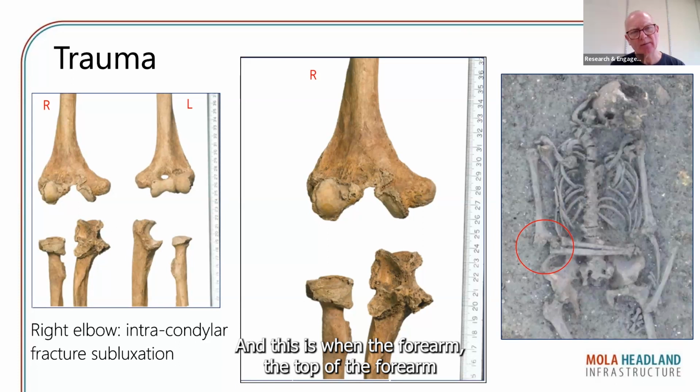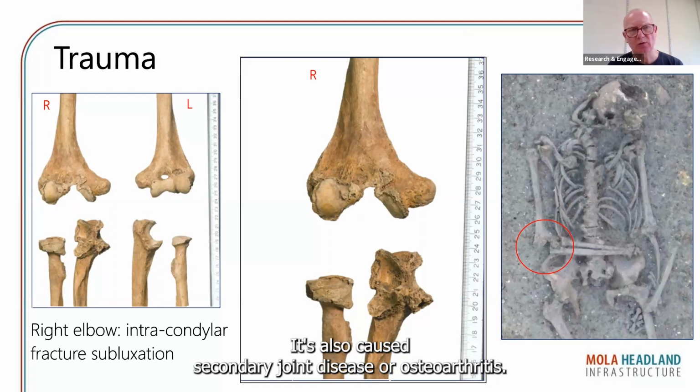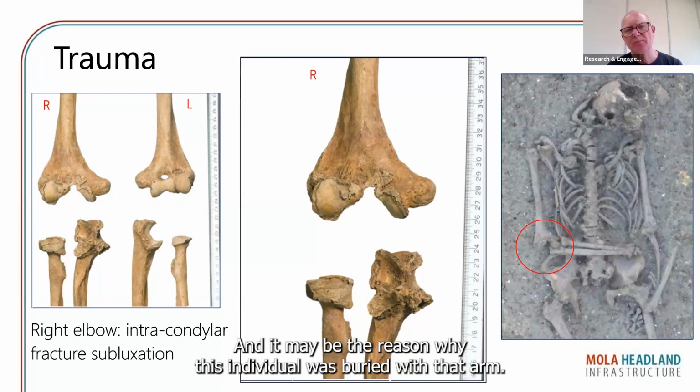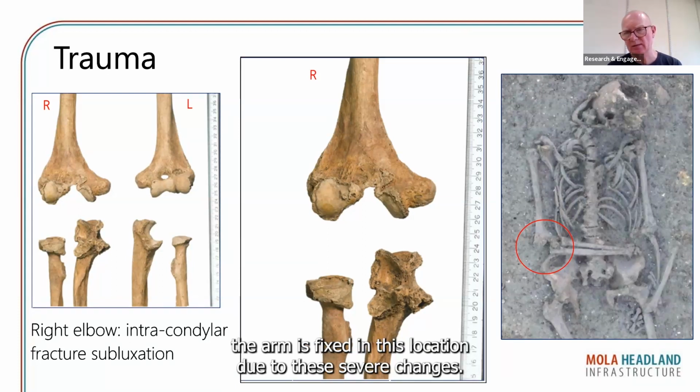And this is when the top of the forearm has been jammed up into the humerus, into the elbow. And it's caused very, very severe changes and remodeling to the articular facets. It's also caused secondary joint disease or osteoarthritis. And it may be the reason why this individual was buried with their arm at 90 degrees, as you can see on the right-hand side. It may be that the arm was fixed in this location due to these severe changes.